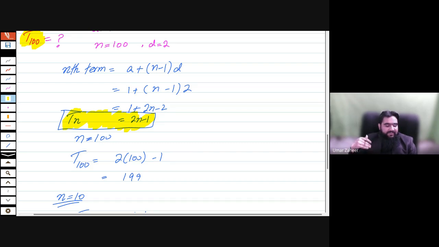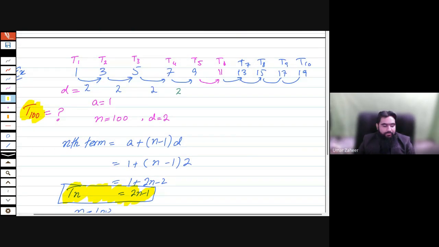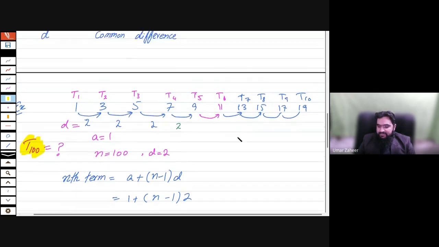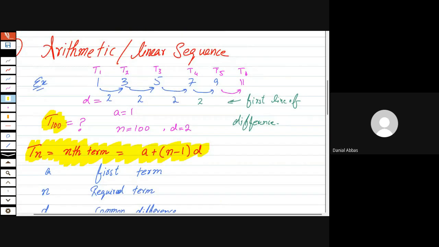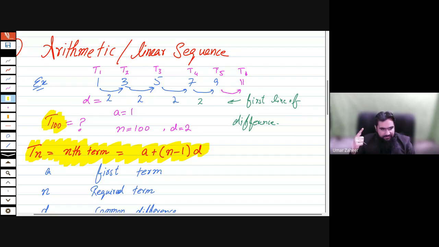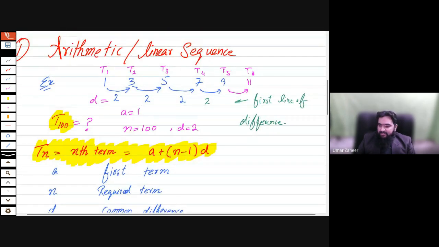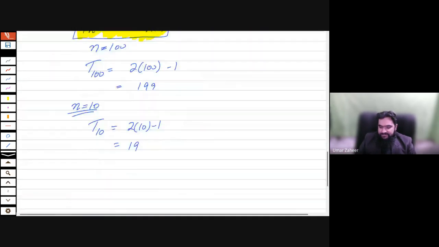If you have to find the 1000th term or the 2000th term, by using this formula you can easily find it. Obviously, it is going to be difficult to find it manually. Yes, everyone, is it clear? So for the first sequence, the arithmetic or linear sequence, to find any nth term you have to use this formula: a plus n minus 1 into d. D is the common difference. A is the first value of the sequence. And what is an arithmetic sequence? If you take the difference between any two consecutive numbers, the first line of difference is going to be the same. Such a type of sequence is known as an arithmetic sequence.